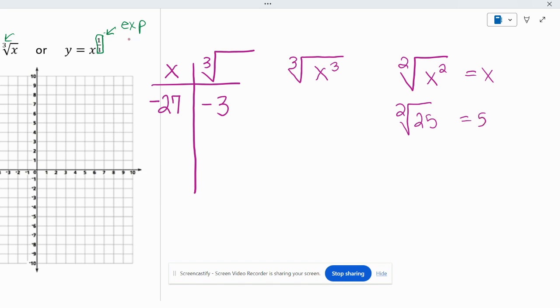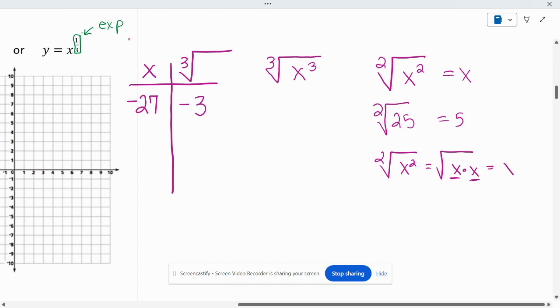Okay, so let's look at this. The square root of x squared equals, we learned that we could write this as a product. How many factors are being repeated? 2, and they're exactly the same. That's why it equals x. It's just like simplifying a radical.